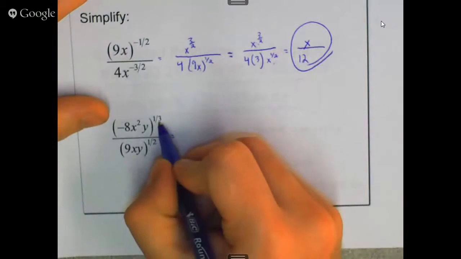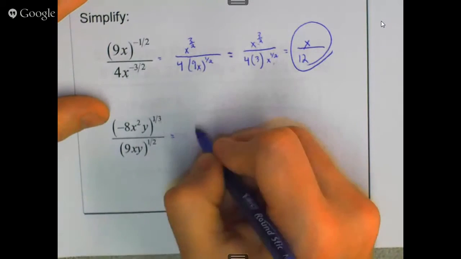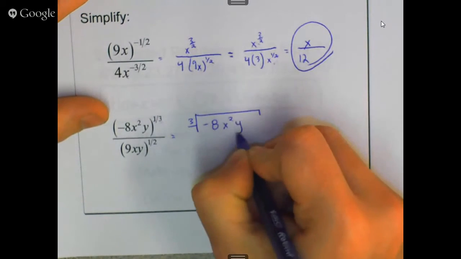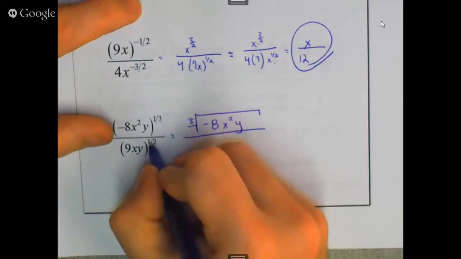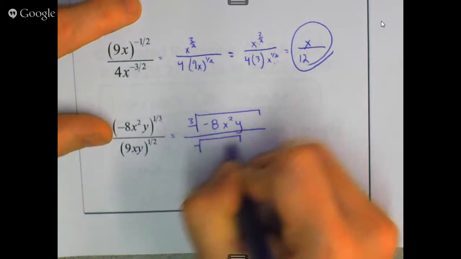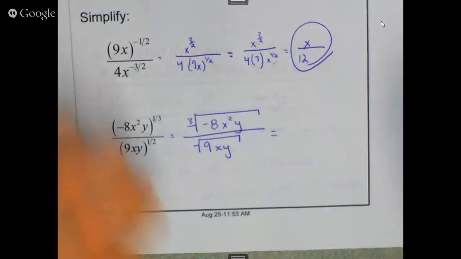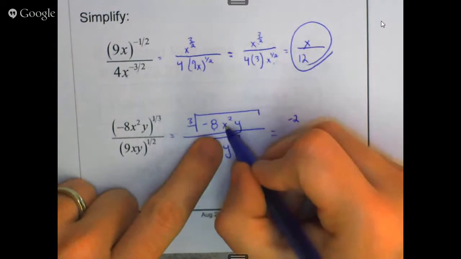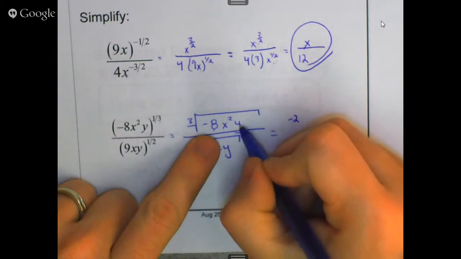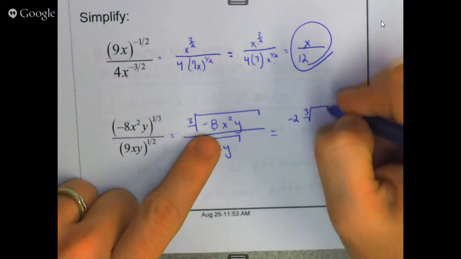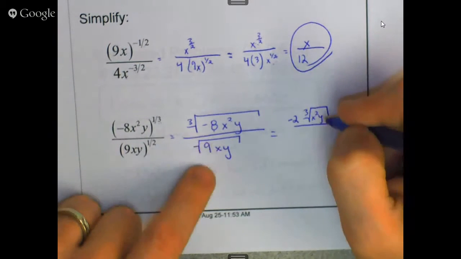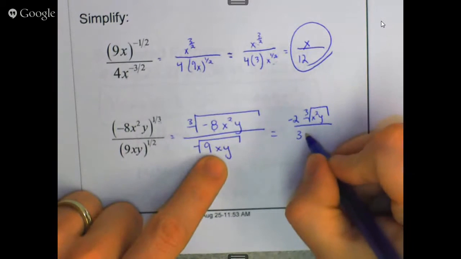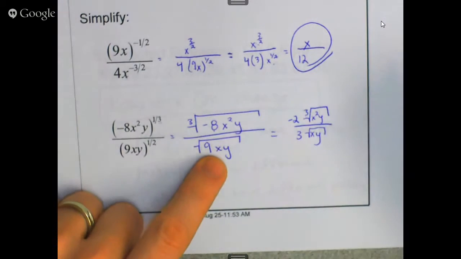Okay. Now the 1/3 power, the 1 goes to the inside, the 3 goes to the outside. So I have the third root of -8 x squared y over 1 goes to the inside, 2 goes to the outside. The square root of 9xy. Well, the third root of -8 is -2. How many groups of 3 can I make out of 2? None. How many groups of 3 can I make out of 1? None. So I've got the third root of x squared y. The square root of 9 is 3. I can't make groups of 2 out of x and y. So I leave that one in there.